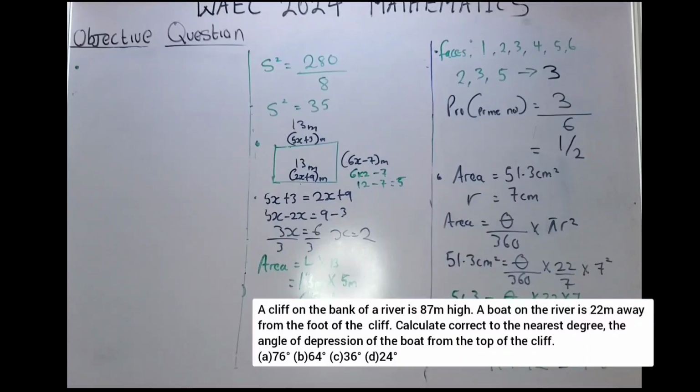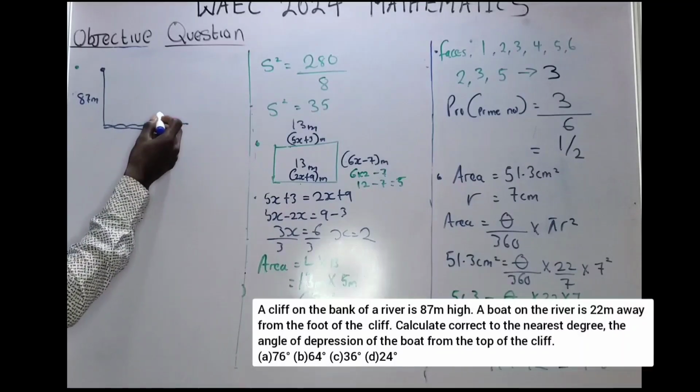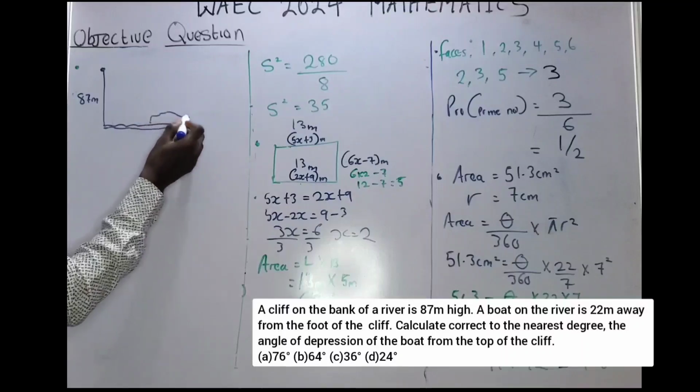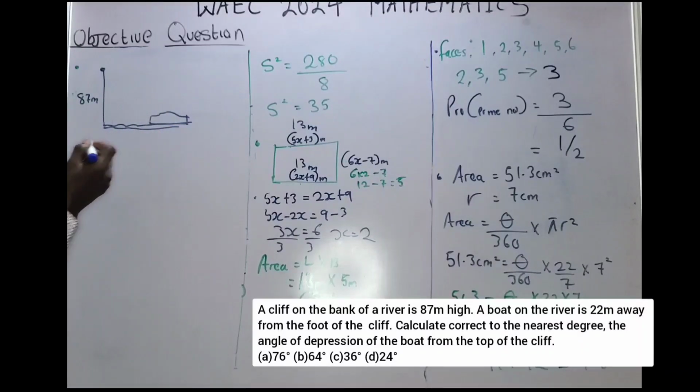Now from the question, a cliff on the bank of a river is 87 meters high. Now let us call this the cliff. The cliff is 87 meters high, so we have 87 meters. This is the bank of the river, and here the boat on the river is 22 meters away from the foot of the cliff. So let us assume that this is the boat. We have the boat here. The boat is 22 meters away from the cliff.